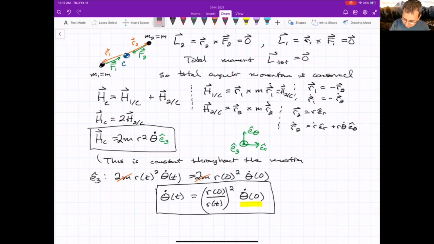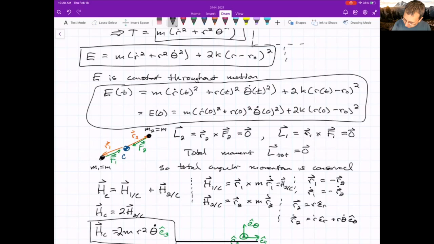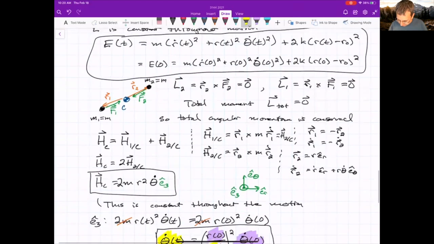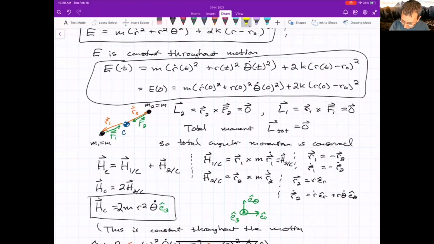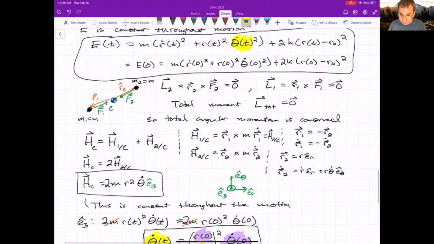But here's what I'm going to do. I'm going to say, hey, I have a way of writing theta dot in terms of R and a couple of initial conditions in purple. And I'm going to plug that in to my energy expression. Again, what did I have up here? This horrendous looking thing, but it's not that bad. Where does this show up? This is theta dot as a function of time at any old time. So it goes there. I could plug it in, and I can't see both. I'm just going to hope for the best.